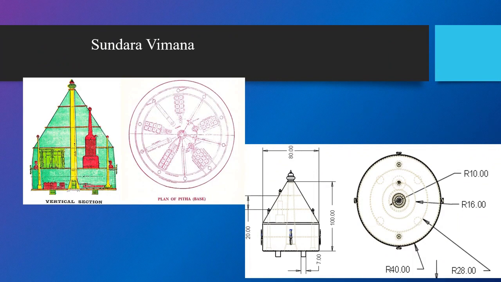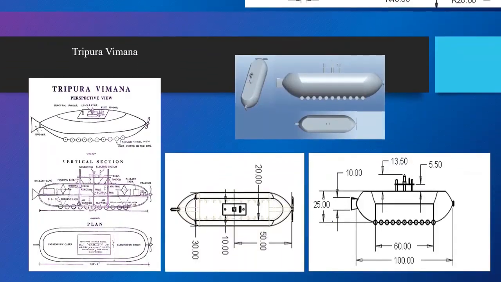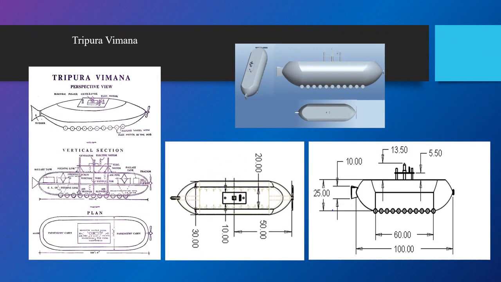And here we can see Sundara Vimana. This is another type of Vimana. On the left side we can see the 2D drawings from Vaimanika Shastra, and on the right side you can see the 2D diagrams of the 3D models which I have created.